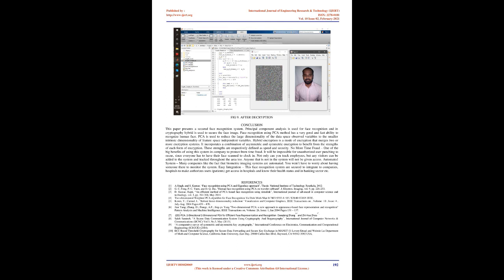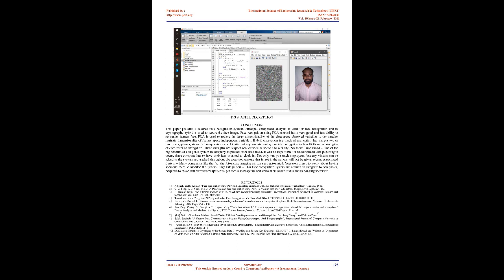No more time fraud. One of the big benefits of using this system in a company is to protect from time fraud. It will be impossible for unauthorized user punching to occur, since everyone has to have their face scanned to clock in. Not only can you track employees, but any visitors can be added to the system and tracked throughout the area too. Anyone that is not in the system will not be given access.